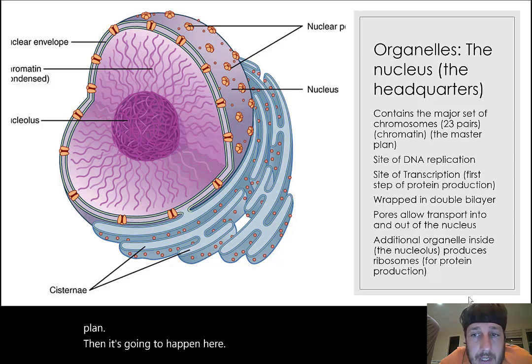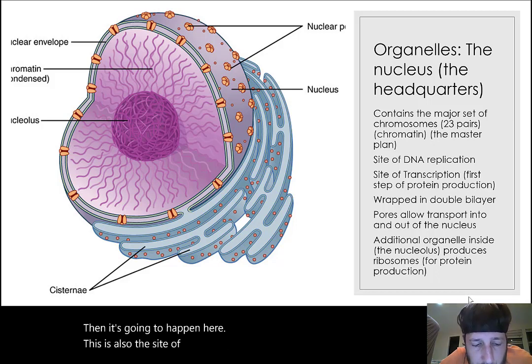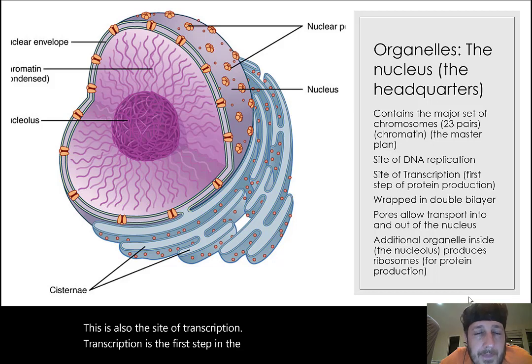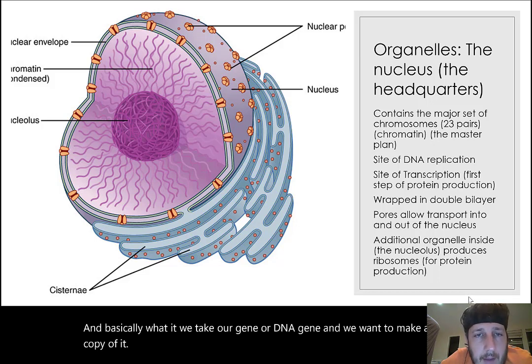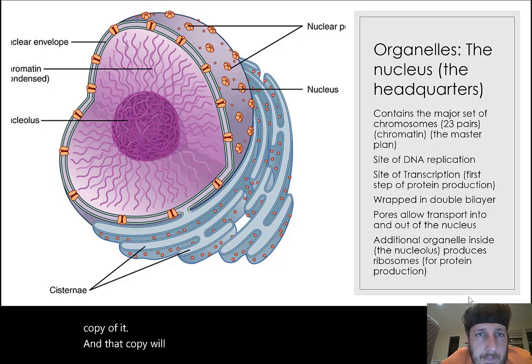This is also the site of transcription. Transcription is the first step in the production of protein. And basically what it is we take our gene, our DNA gene, and we want to make a copy of it. And that copy will be used to make the protein.